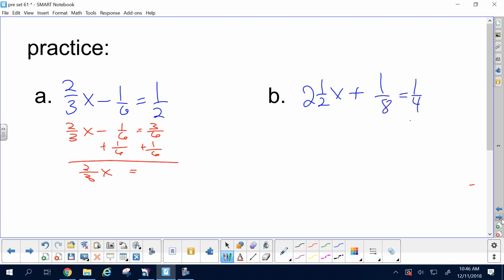Something like after one step, 2/3 x equals 4/6. Or 2/3. Did you reduce 4/6, or just wait till later? Okay, you reduce first and then use the reciprocal. All right, so if you use the reciprocal, then you get 2/3 times 3/2, so x is 1. It's like the easiest one.